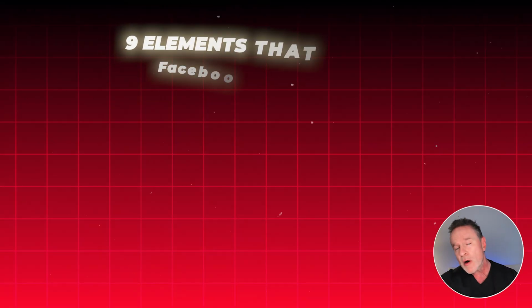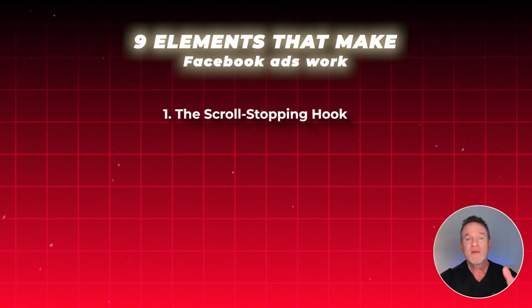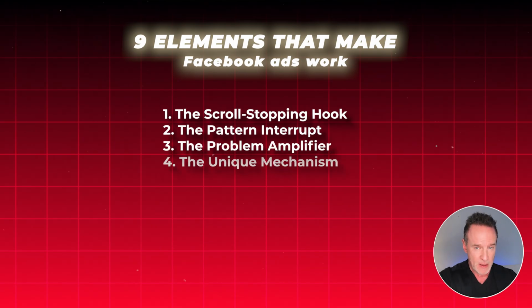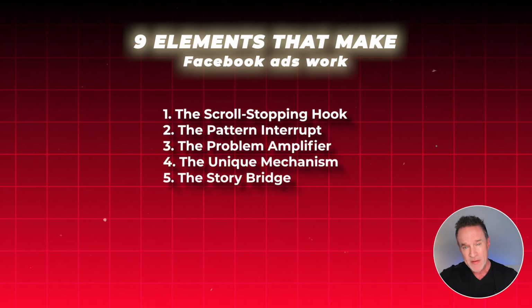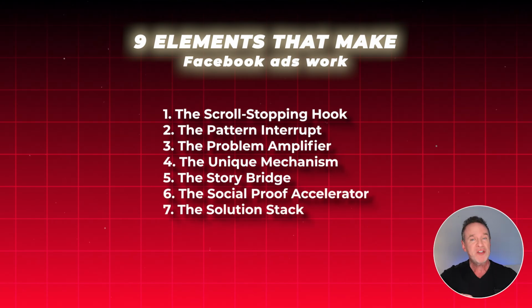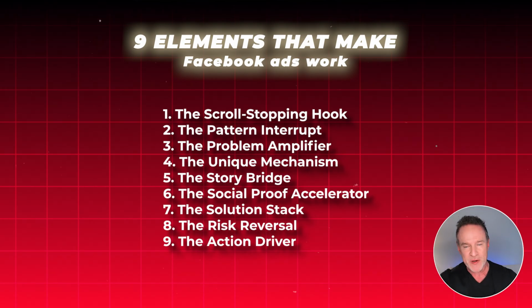Now, here are those 9 elements that make Facebook ads work. First of all, the scroll. You've got to have a scroll stopping hook. Then you got to have a pattern interrupt, then problem amplifier, then a unique mechanism, then the story bridge, then the social proof accelerator, the solution stack, the risk reversal, and the action driver. Let's break each one of those down so I'll show you exactly how to use them.